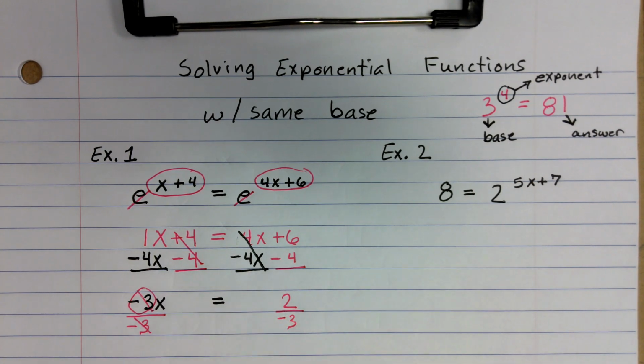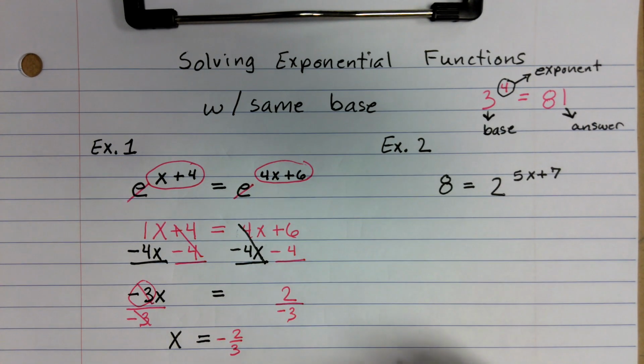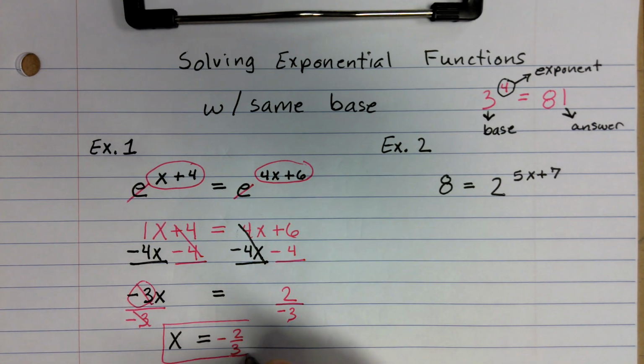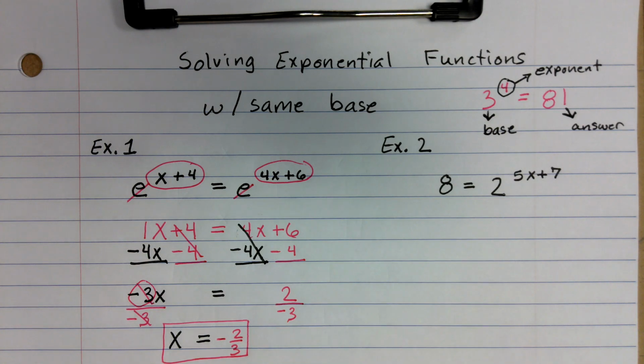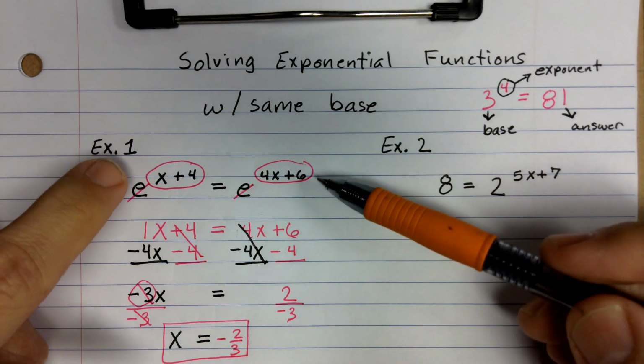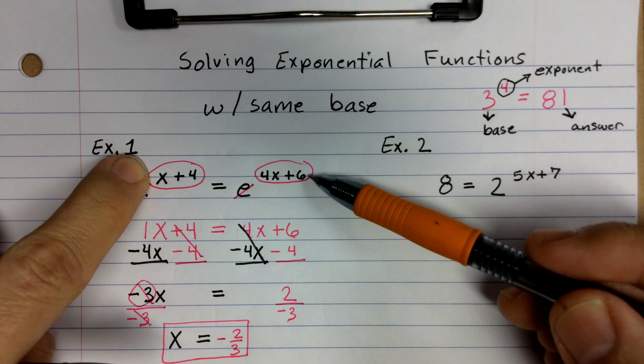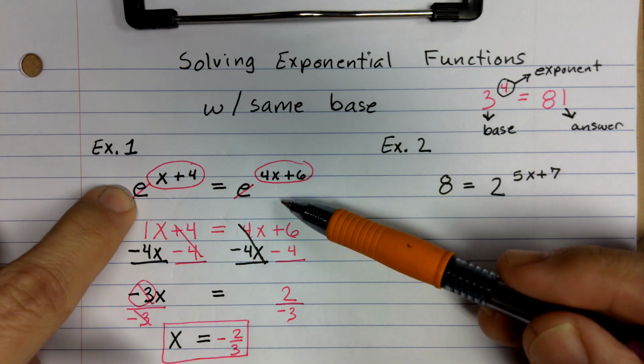This will go to itself one time, leaving me with just x. And this cannot be simplified any further, so it just becomes negative 2 over 3. And that is my final answer. And this is solved. So really, you can look at it as you're just creating an equation out of the exponents when they have the same base.